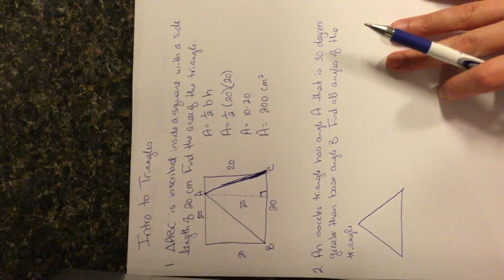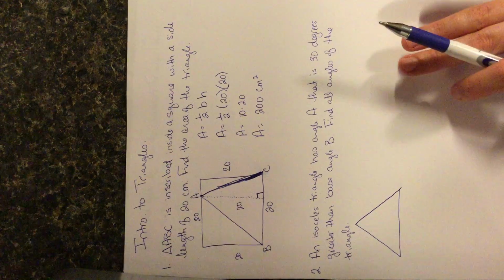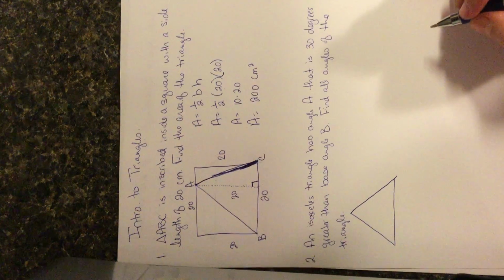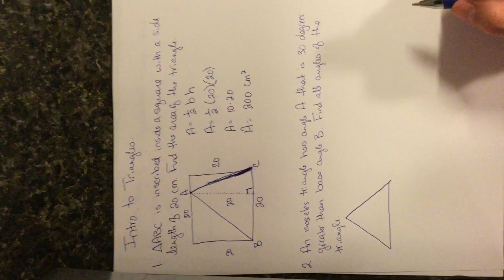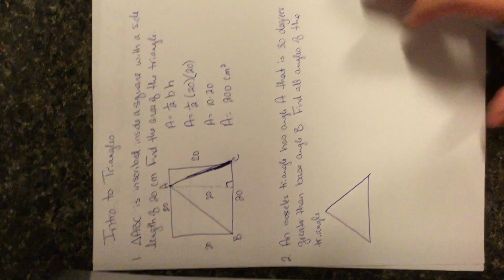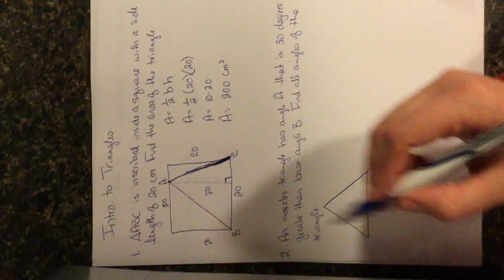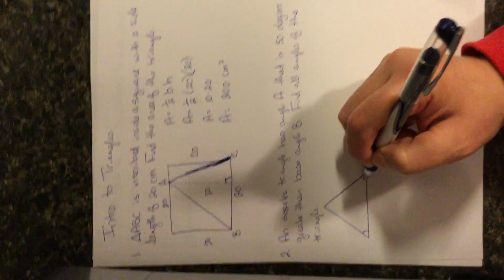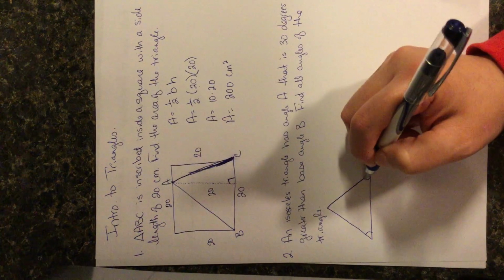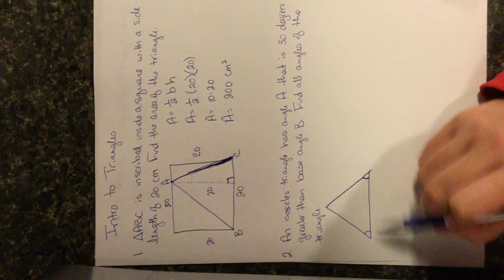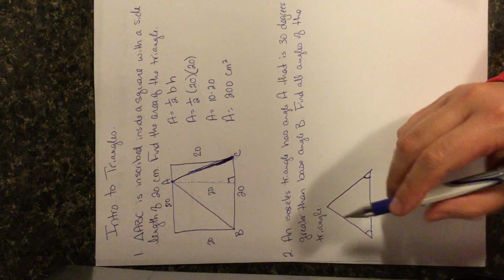For number 2, we have an isosceles triangle. Forgot an S. Isosceles triangle has angle A that is 30 degrees greater than base angle B. Find all the angles of the triangle. For an isosceles triangle, the rules are that your base angles have to be equal. So these are my base angles. Base angles could be like this way too, but since it's base, we think bottom. So these are my base angles.